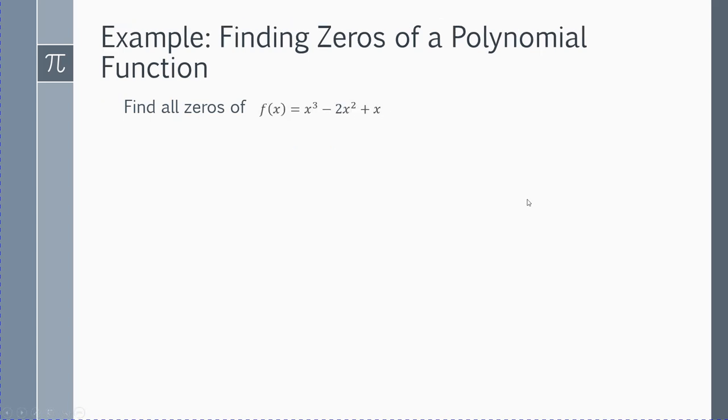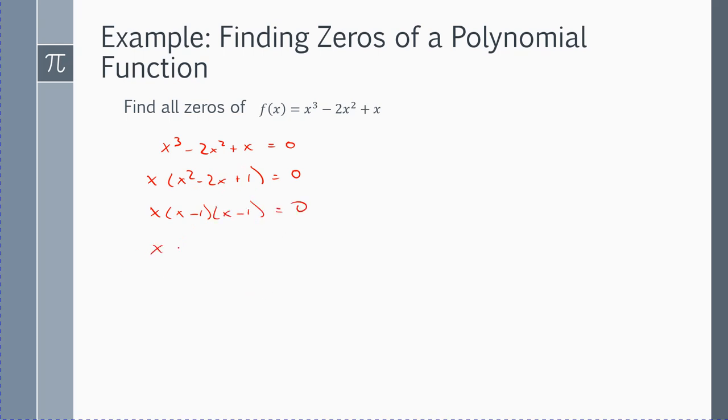All right, let's just do another one real quick. Let's find the zeros of f of x is equal to x cubed minus 2x squared plus x. To find the zeros, you set it equal to 0 and you solve. I'm going to solve this by factoring. Factor out an x. Does this trinomial factor? What two numbers multiply to positive 1 and sum to negative 2? Well, that's just x minus 1 times x minus 1.